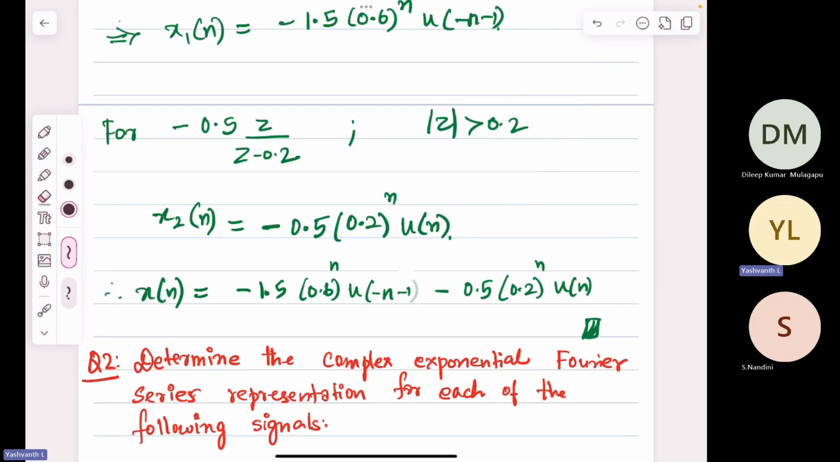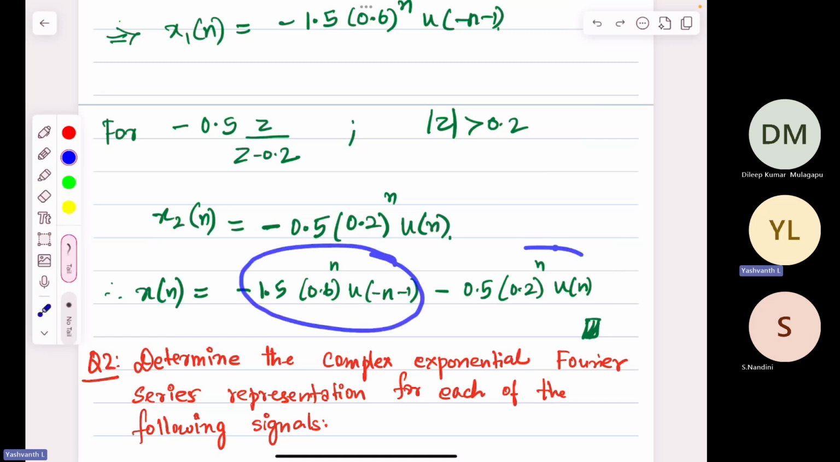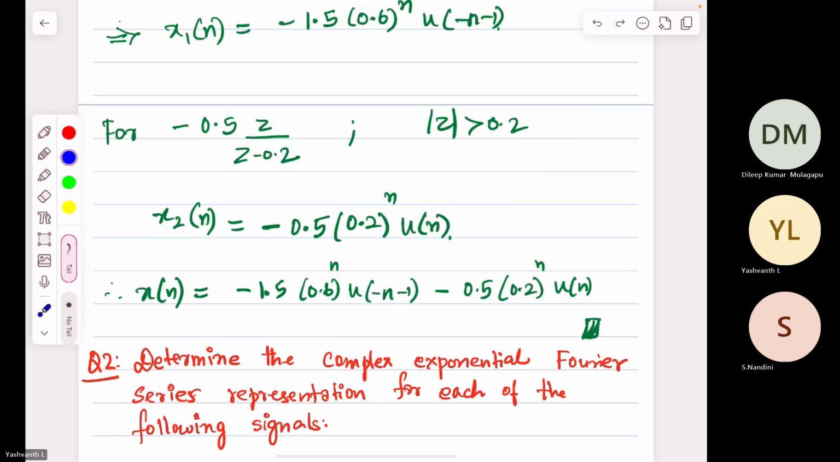Okay, so you see that the first term is a left-sided signal, and the second term is a right-sided signal, because u of n takes positive values only for the positive n axis, and u of minus n minus 1 takes values only for the negative n axis. Okay, are there any doubts till now? No, sir. Okay.